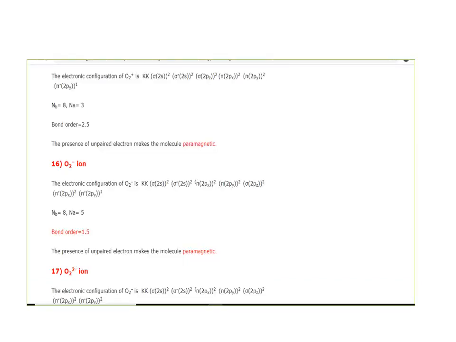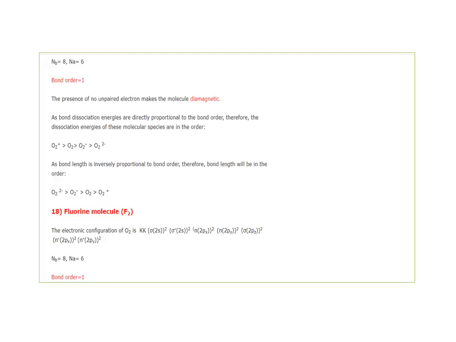Now the electronic configuration is O2 plus. So students, what was shown in the last slide? It was O2 plus. Now O2 minus. O2 minus means you have to deal with one extra electron. So bond order will be automatically 1.5, and the electronic configuration contains one extra electron. Similarly O2 minus 2.